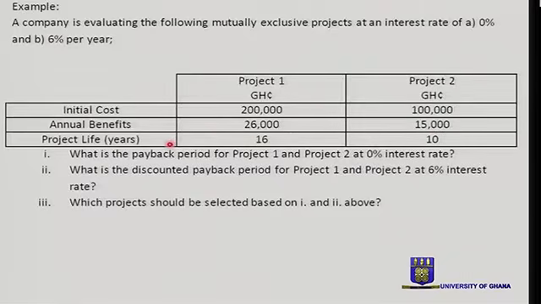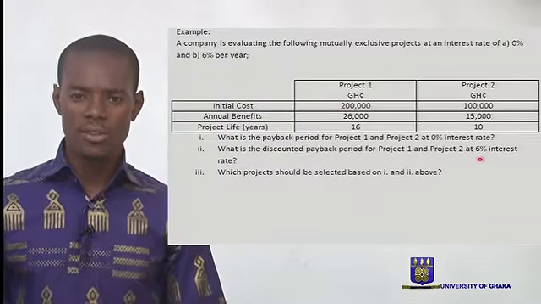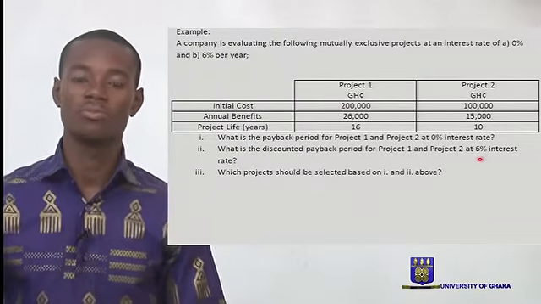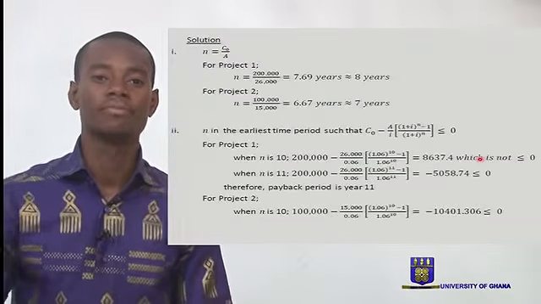And then the useful life of project 1 is 16 years, and for project 2 it is 10 years. Now we want to find the payback period for both projects, first assuming that we do not consider the time value of money, where our interest rate is 0, and then the second instance where we'll consider an interest rate of, say, 6%. Now, which project do you think we should select? So let's go through this example and see how we'll apply the formula.